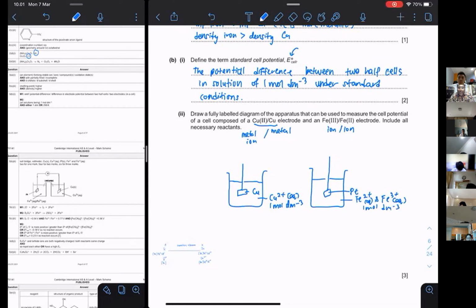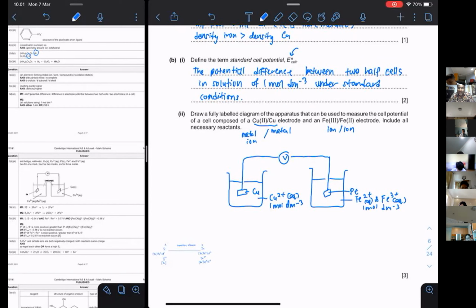Then you want to measure the cell potential. How do you measure it? By using a voltmeter. Do you need to put a battery? No need, because we are measuring between different standard reduction potentials, so this is going to behave as a battery. This is not electrolysis, so there is no need to put a battery.